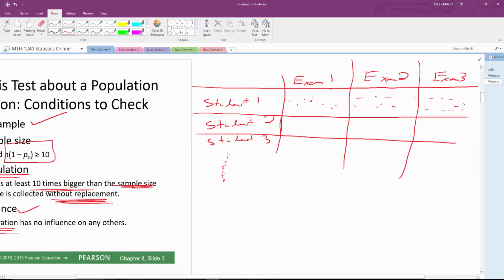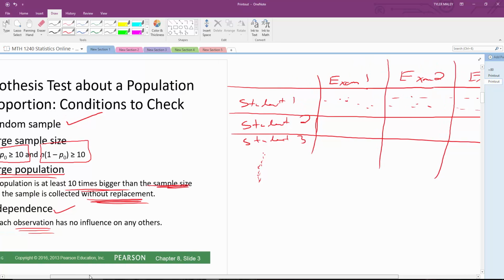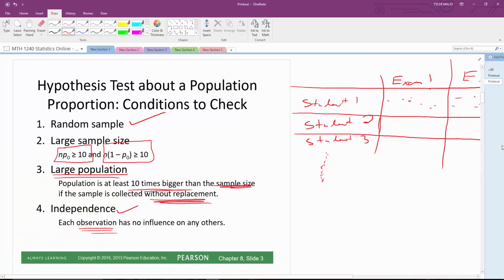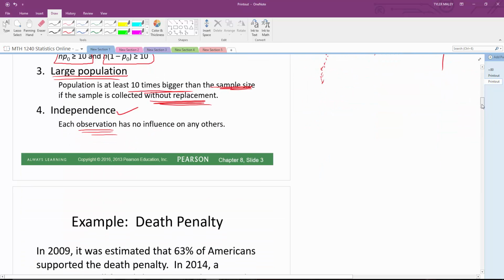Like if we give the same test at different times on each student, that's an example where we have dependence, not independence.